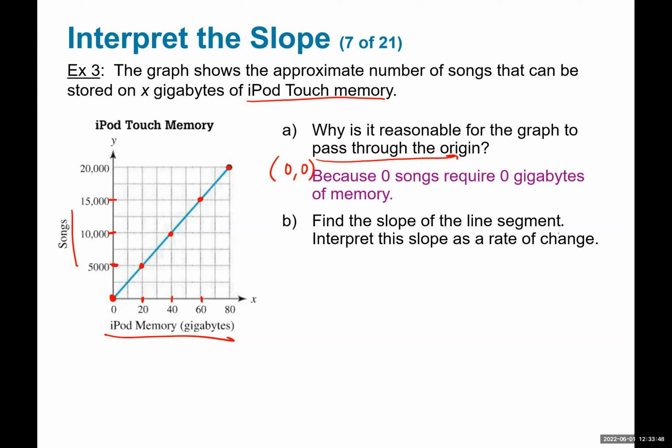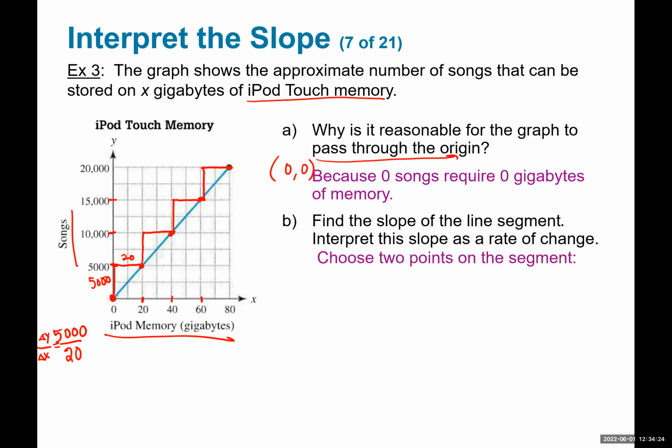Find the slope of the line segment and interpret this slope as a rate of change. So the slope here looks like you increase 5,000 songs every 20 gigabytes. 5,000 songs, 20 gigabytes, an increase of 5,000 again, 20 more gigabytes, an increase of 5,000 again gives us 20 gigabytes. So I would say my rate of change in Y is 5,000, change in X is 20. So we're changing 5,000 songs every 20 gigabytes extra that we get.